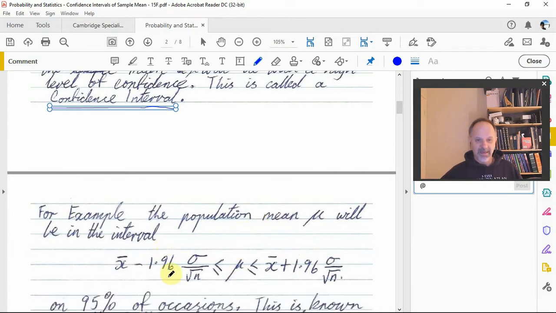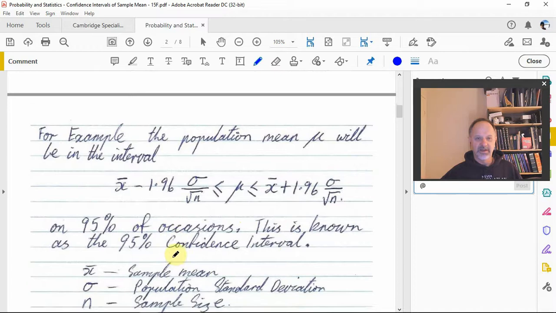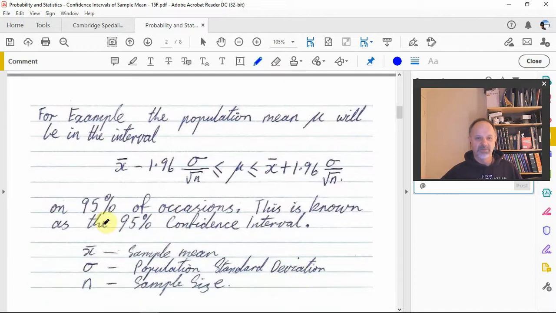Now this particular number here, the 1.96, what that relates to is what we call the 95% confidence interval. So in other words, on 95% of occasions, the actual population mean will lie in this range that you get from your sample. All right, so X bar is the sample mean, sigma is the population standard deviation, and n is your sample size.